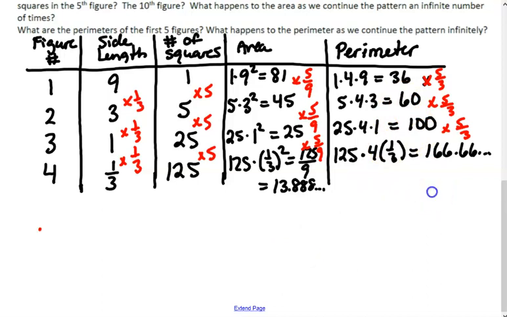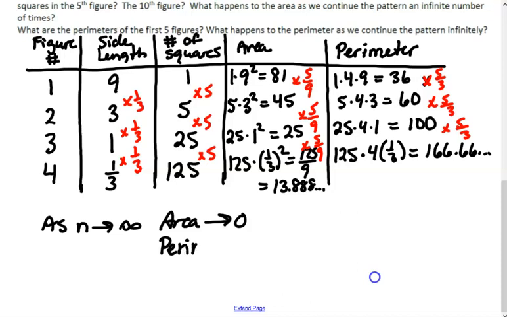So for the area, as n goes to infinity, the area is going to get to 0. Because as we keep multiplying by 5/9 over and over, these numbers are going to get smaller and smaller, and basically end up being infinitely close to 0. But the perimeter, on the other hand, is getting bigger and bigger, and it's going to infinity.